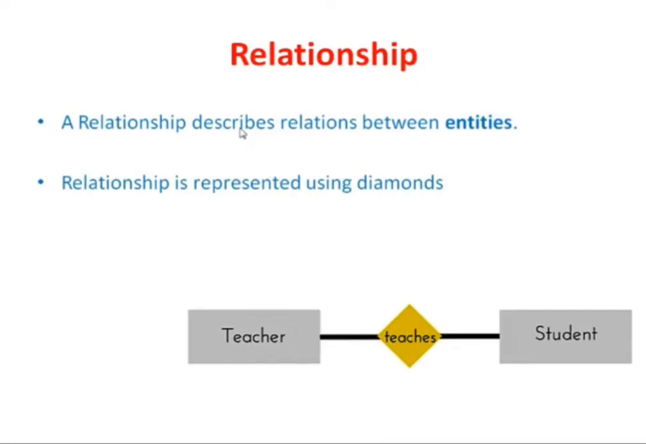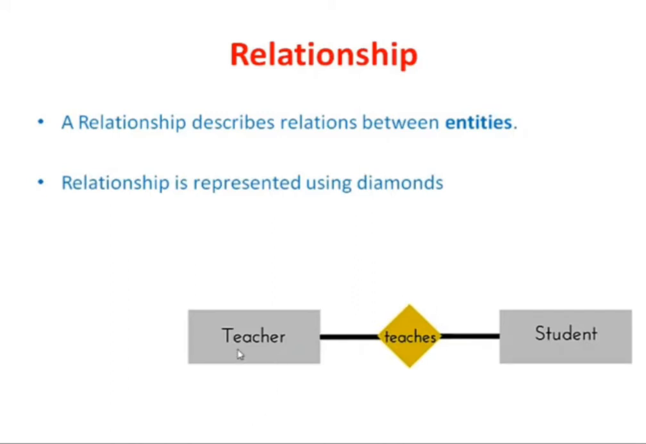We have covered what we mean by entity. Now let us see what we mean by relationship. As I told you, there will be a lot of entities in the database. All these entities have to communicate with each other, or be related to each other. So how are they related? By using a relationship. Here the relationship is represented in the form of diamonds.